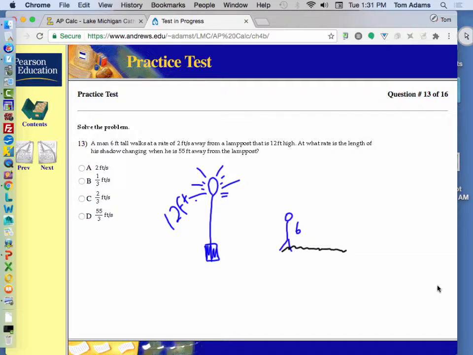Okay, and so when we think of this, this is a lot like a right triangle, right? So I've got this thing here, and it goes like this, and then boom. All right, so now let's label some of this stuff. This line segment here is 6 feet. This line segment here is 12 feet.